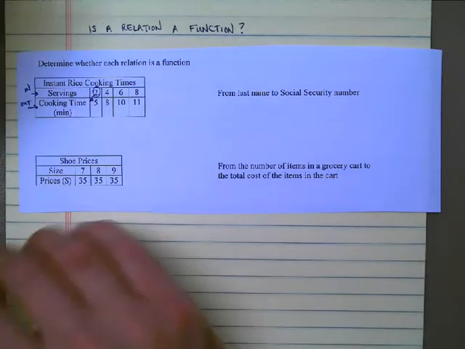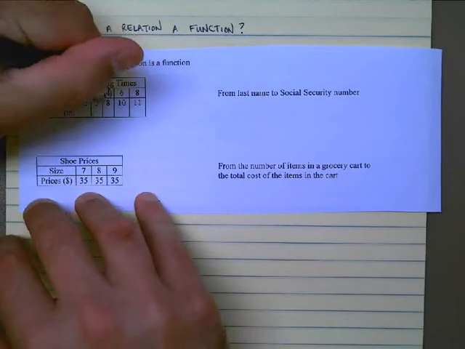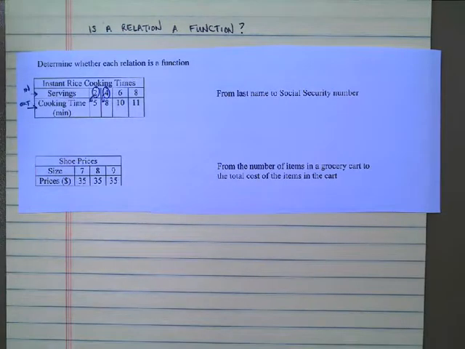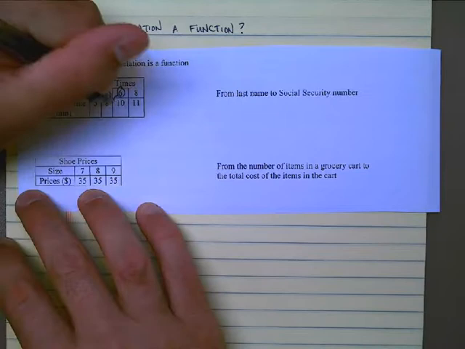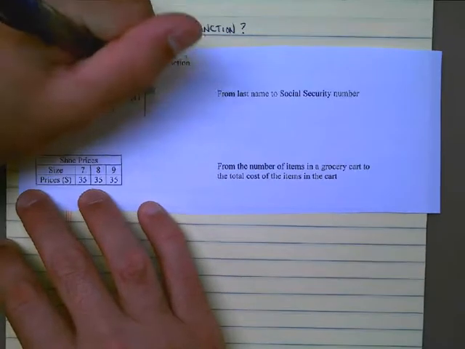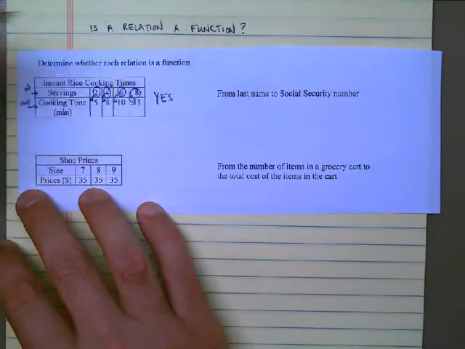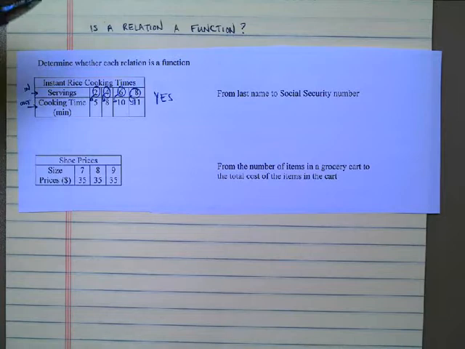If I look at 4, is there one output associated with 4? And I know for sure, 100% sure, that according to this box, if I want to make 4 servings, I need to have 8 minutes of cooking time. For 6, it's 10, and for 8, it's 11. So I can say here, yes, this is a function. If I know how many servings I want to make, I know for sure what that cooking time should be. So it is a function. Now, let's go over here.